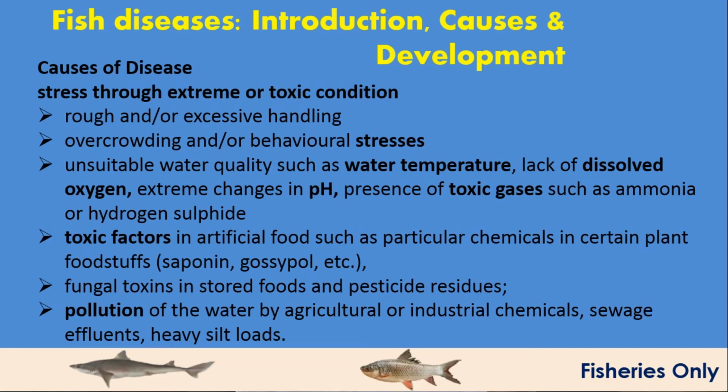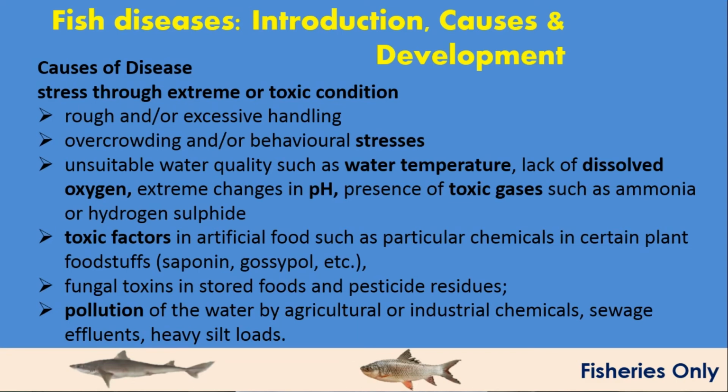Live fishes have to be handled carefully. If we handle them roughly and excessively, repeatedly, the fish are susceptible to stress and disease will occur. Death may even occur. Then overcrowding. The aim of aquaculture is intensification, or stocking more density, but this overstocking and overcrowding leads to behavioral stress on the fishes, and the fish are susceptible to any disease condition.